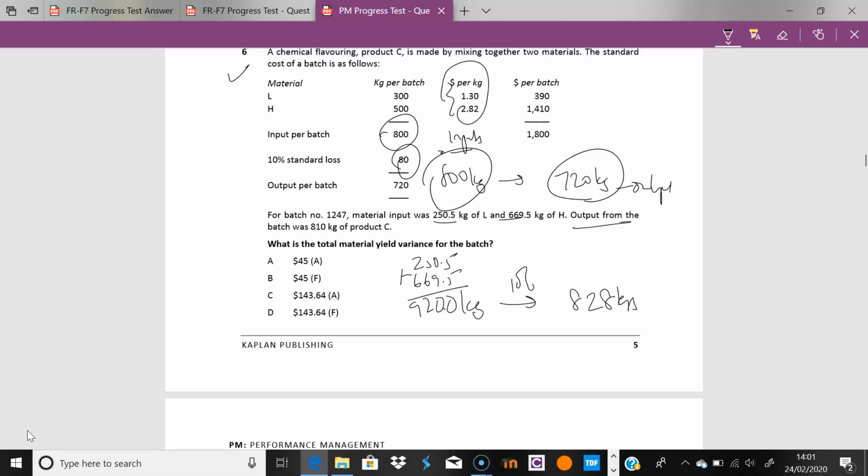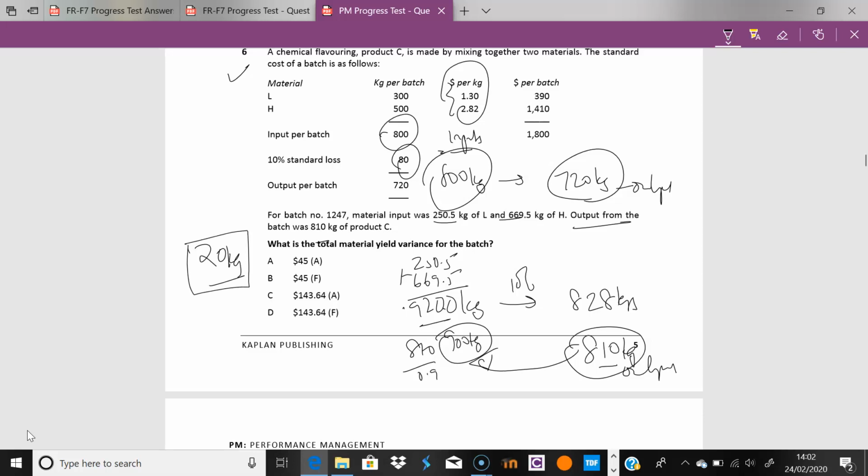It says the output from the batch was 810. So I had an output of 810, which means my input should have been 810 divided by 0.9, which leaves me with 900. So in effect, if I wanted an output of 810, which is what I got, I should only have put in 900 kilograms. But I put in 920 kilograms, which means I have used 20 kilograms too much, which I can cost because I have the cost figures.